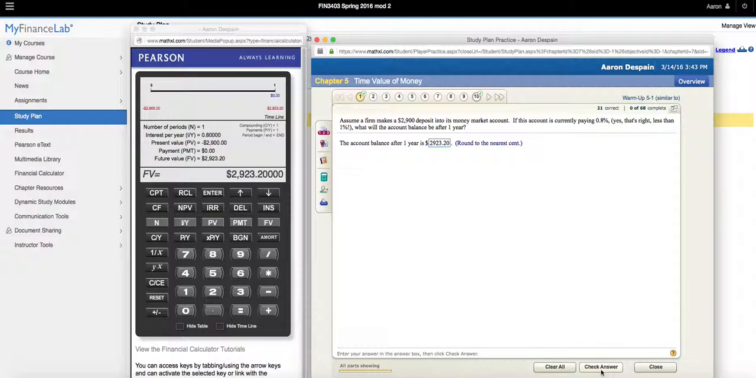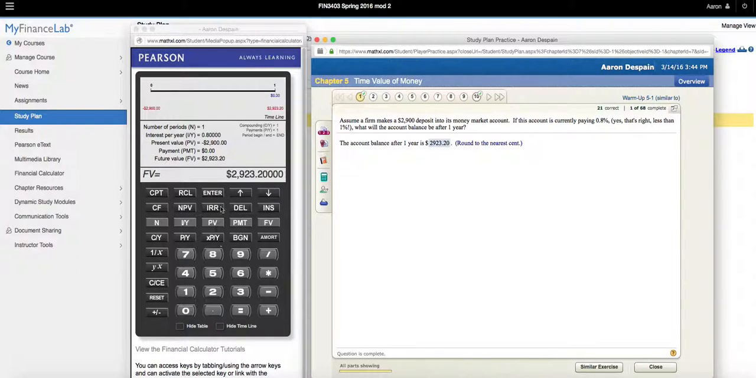So if I just simply put that answer into the problem here and verify it, I see that that's correct. And now I can very efficiently move on to the next problem. If I have a problem that has multiple parts, I could simply re-plug in the new numbers for the additional parts and re-solve for future value or whatever component I'm looking for. Or I can bring up the calculator on the next problem in the same manner that I did this one.